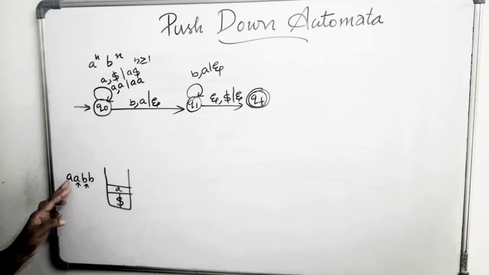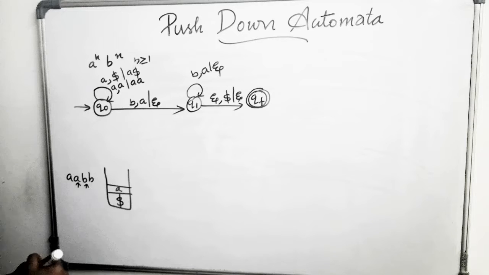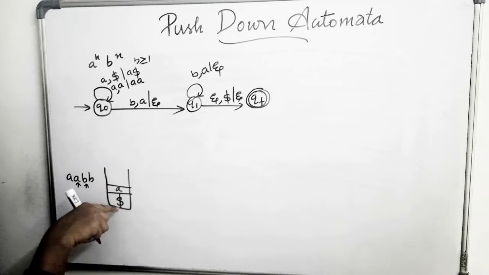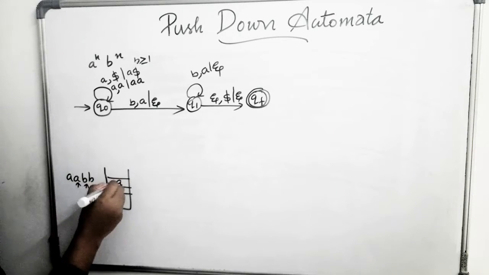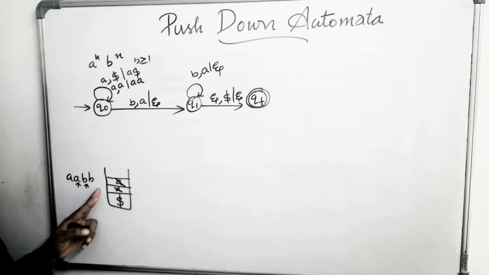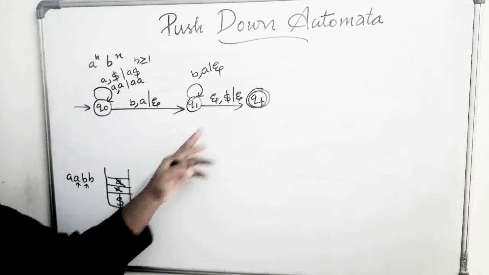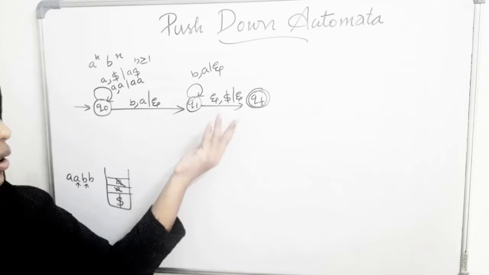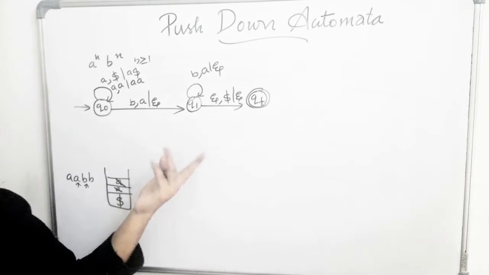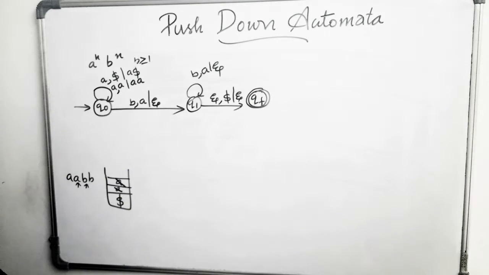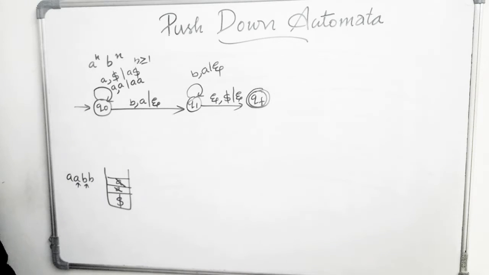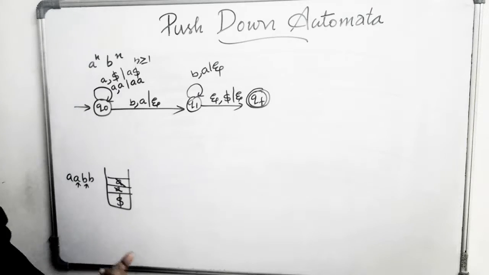That is, as I explained, the logic is all the A's will be pushed to the stack. So when the first A comes, it will be pushed to the stack. When the second A comes, that will be pushed to the stack. And when the first B comes, this A will be popped off the stack. And when the second B comes, this A will be popped off the stack. So when you reach the end of the input, the stack will contain simply dollar. So you may pop the dollar off the stack if you need, or you can leave it unchanged. Now you will reach the final state. So this is the pushdown automaton that accepts strings of the form A raised to n, B raised to n. So this is how we write it.